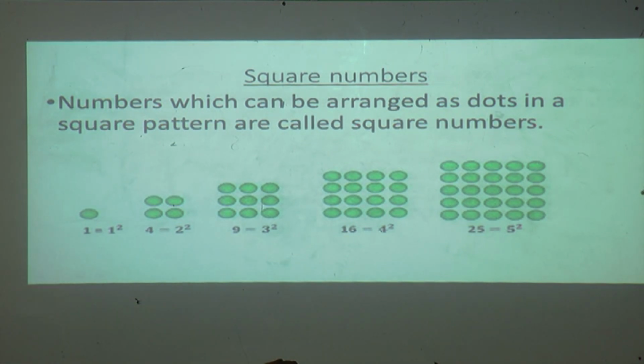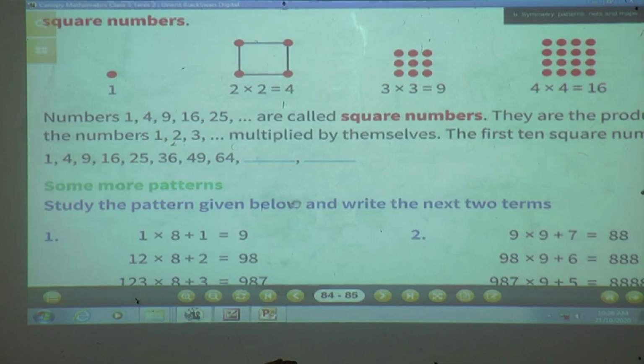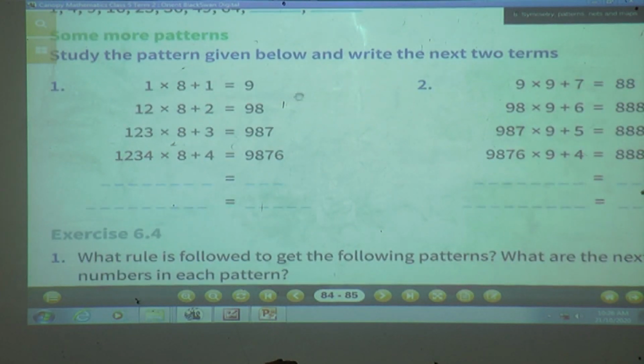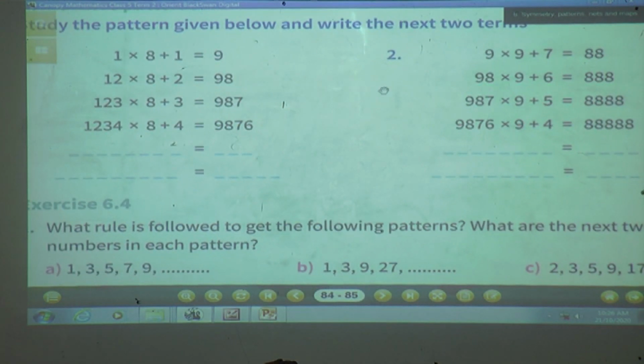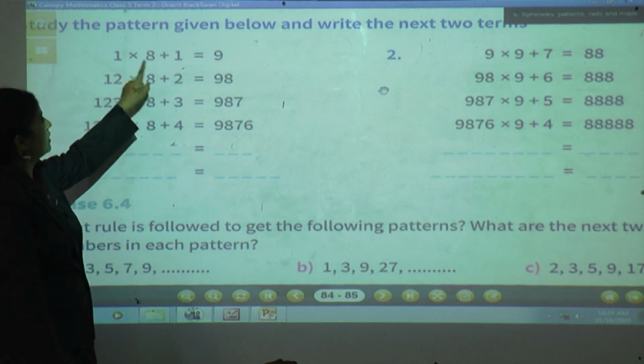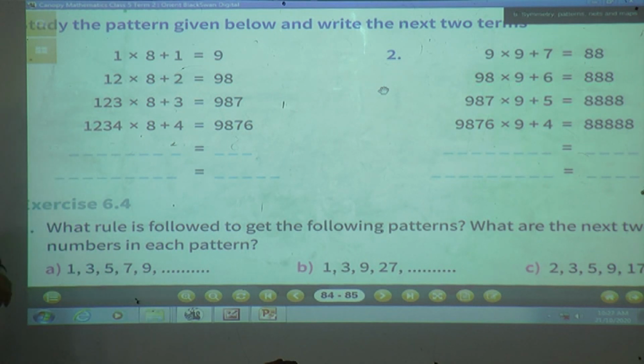Okay, very good students. Now here we'll see our next point. Here they have shown us some more patterns. Study the pattern given below and write the next two terms. See here. Here 1 multiplied by 8 plus 1, it will come 9. Again 12 multiplied by 8 plus 2, 98.